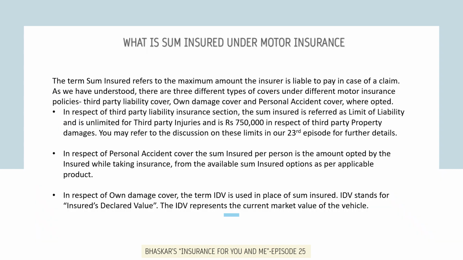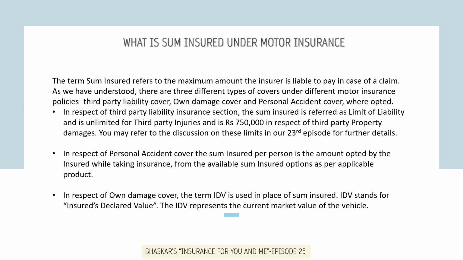In insurance, the term sum insured refers to the maximum amount the insurer is liable to pay in case of a claim. As we have discussed, there are three different types of covers under different motor insurance policies: the third party liability cover, own damage cover, and personal accident cover wherever opted. In respect of the third party liability insurance section, the sum insured is referred to as the limit of liability, and it is unlimited for third party injuries, and it is rupees 7,50,000 in respect of third party property damages. You may refer to the discussion on these limits in our 23rd episode for further details.